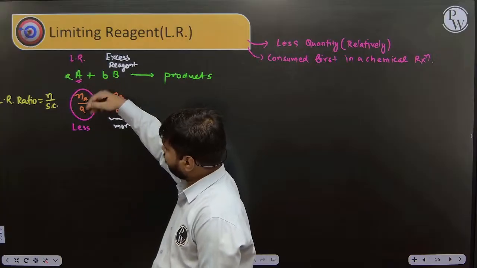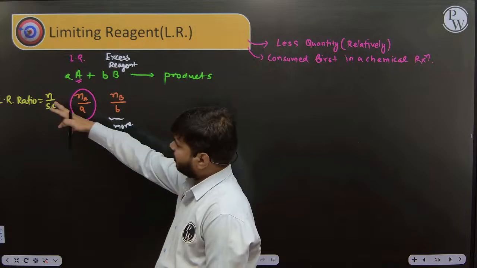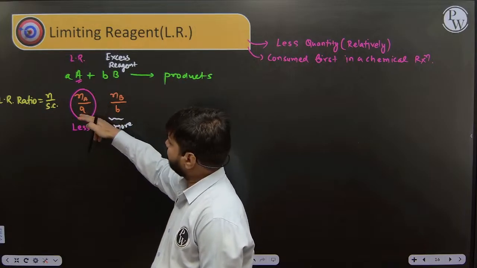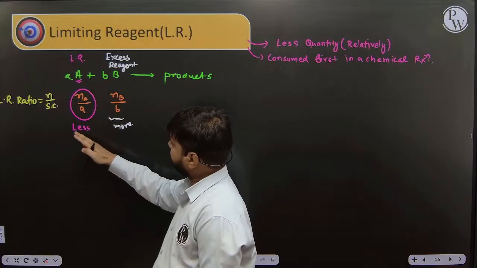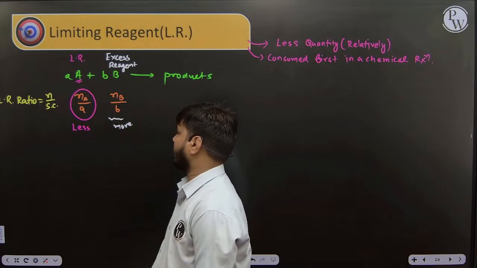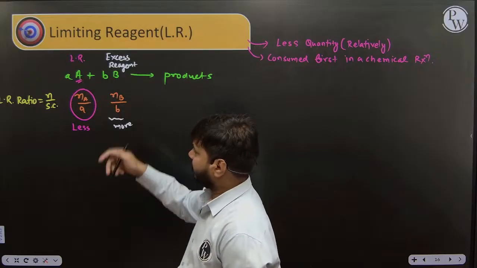तो this is how we are going to identify the limiting reagent based upon the limiting reagent ratio. So moles upon stoichiometric coefficient, and if the value is less compared to the other values, then that particular reactant will be considered as limiting reagent.